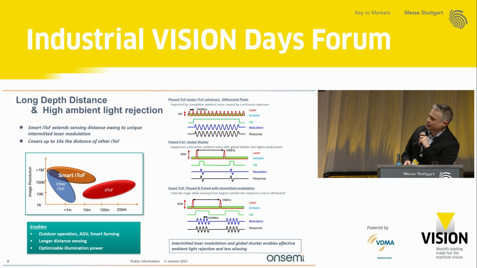The chart on the middle left explains the resolution that you have and the distance that you can achieve. For most iToF solutions, we're looking at about a 5 meter range. For our smart iToF solutions, I'll show you some images here, we can go all the way out up to 30 meters. And of course, direct time of flight is where you go for very, very long distances.